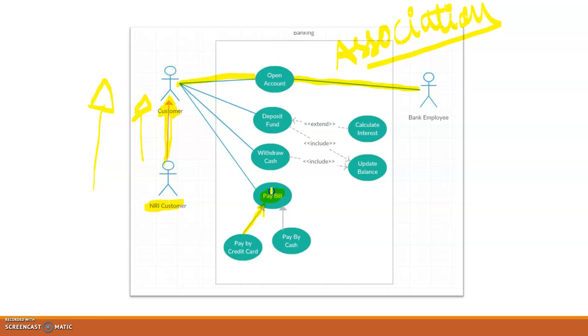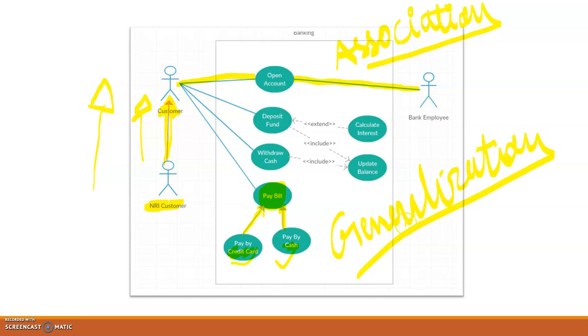Paying bill, ultimately you are paying something, right? Either you are paying through the credit card or the cash, but ultimately you are paying something. So paying becomes your generalized form, but it has two different ways, like credit card or the cash. And so here you can use this type of arrow, and this we call the generalization, right? So this is the generalization.